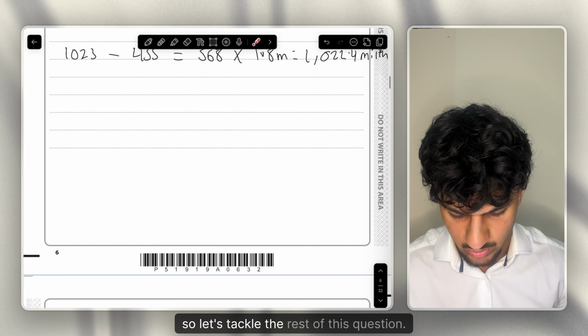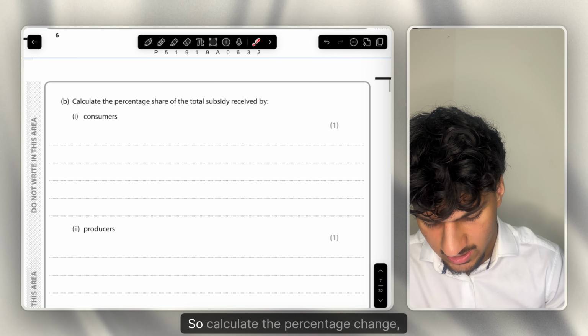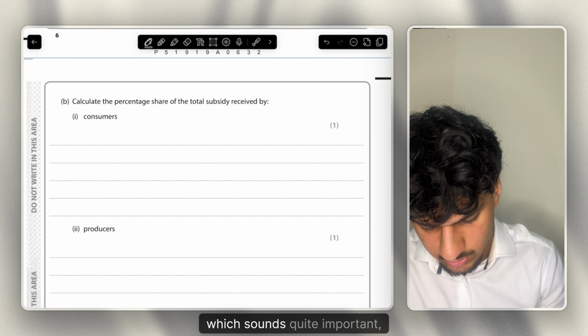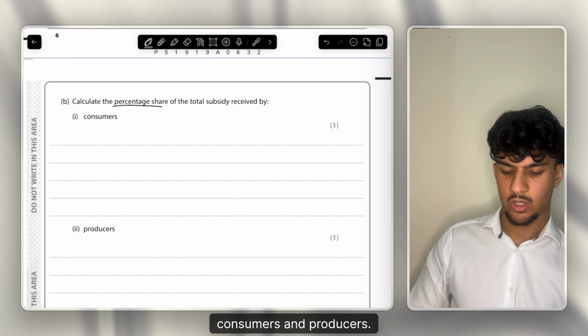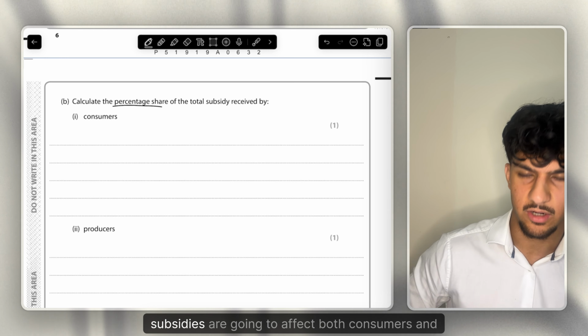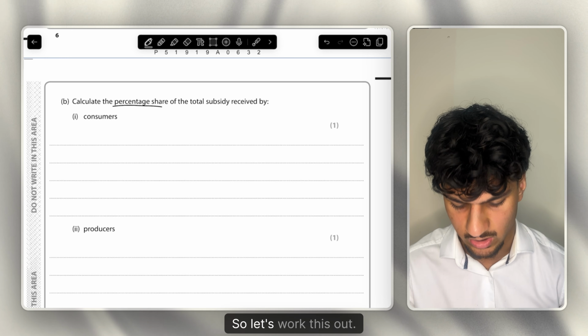Okay, so let's tackle the rest of this question. Calculate the percentage change, which sounds quite important. Percentage change of the total subsidy received by consumers and producers. Of course, subsidy is going to affect both consumers and producers, so let's work this out.